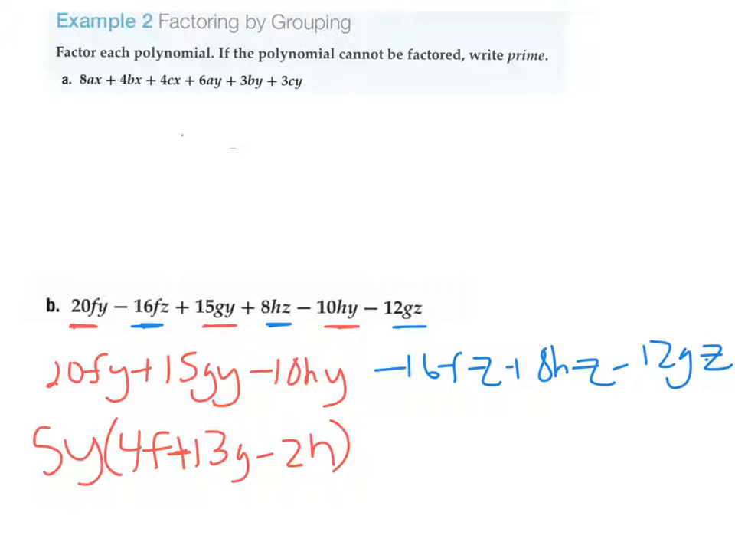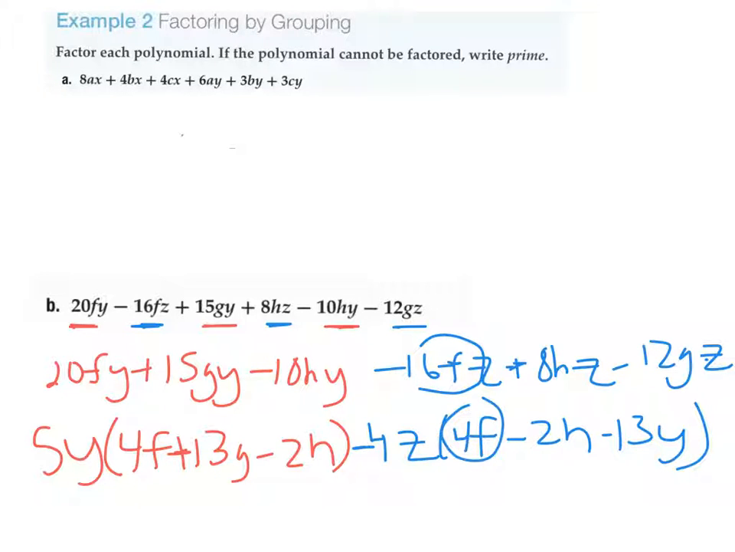And now in the blue, I look at what's common, and I have the z, because I already determined the z's in every one of them, but I also have a 4z, and actually it's a negative 4. So when I divide a negative 4 into 16fz, I get a positive 4f, and negative 4 into 8h is a minus 2h, and negative 4 into negative 12 is a positive 3g. The reason why I picked the negatives is because I'm trying to make this look like this. And since I needed to have a positive, I divided a negative by a negative.